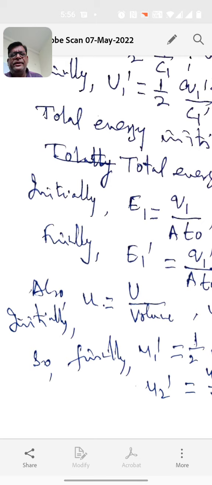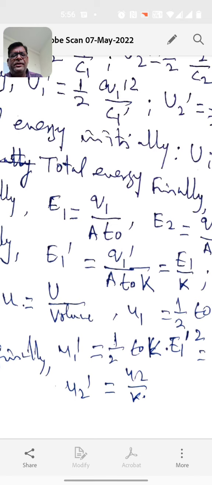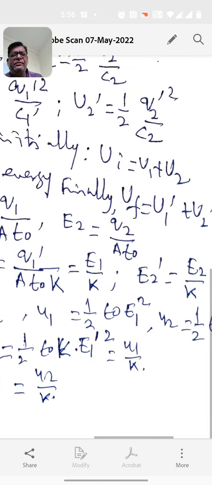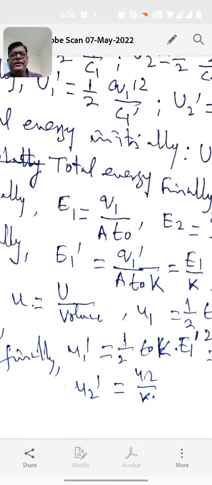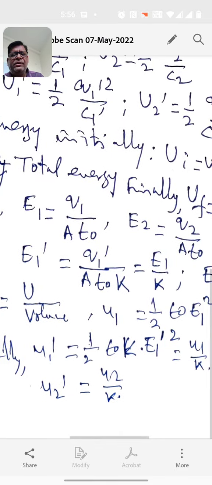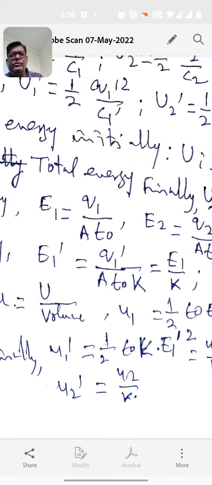Now for energy density, initially u1 is equal to half epsilon naught E1 square and u2 is half epsilon naught E2 square. You know energy density is equal to potential energy per unit volume. So the formula is small u equal to half epsilon naught E square. So finally u1 dash is equal to half epsilon naught K E1 dash square, which is equal to u1 upon K, and u2 dash is u2 upon K.